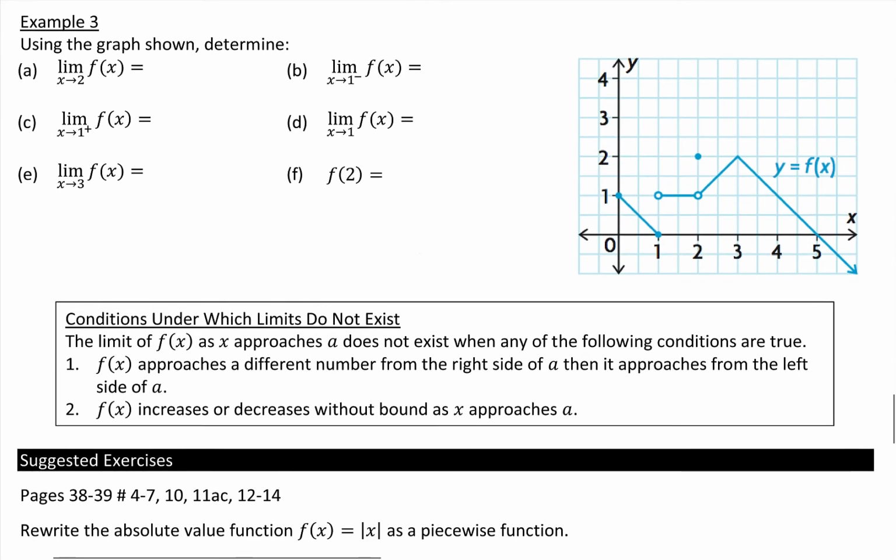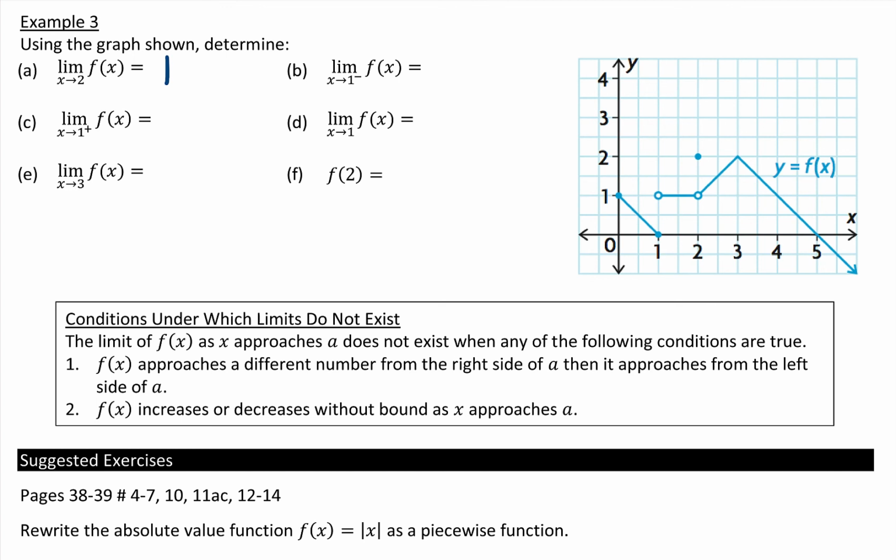All right, last example. Using the graph, determine each of the following. So take a moment now, try this yourself, and then check your work. So the limit as x approaches 2. So that means I've got to check what x is approaching from the left and from the right. So I go to 2, and I see from both directions it's approaching a height of 1. That one's done. All right, let's go to the next one.